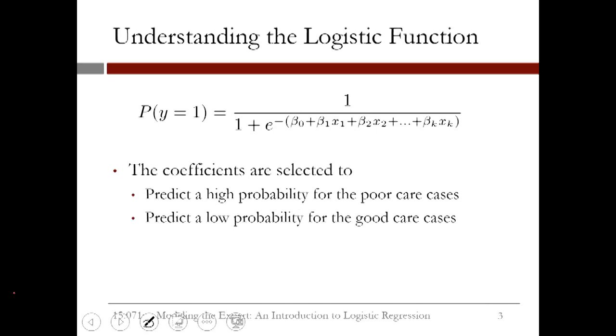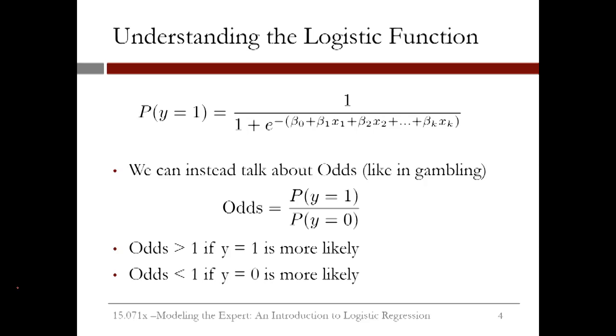The coefficients, or betas, are selected to predict a high probability for the actual poor care cases and to predict a low probability for the actual good care cases. Another useful way to think about the logistic response function is in terms of odds, like in gambling. The odds are the probability of 1 divided by the probability of 0. The odds are greater than 1 if 1 is more likely, and less than 1 if 0 is more likely. The odds are equal to 1 if the outcomes are equally likely.